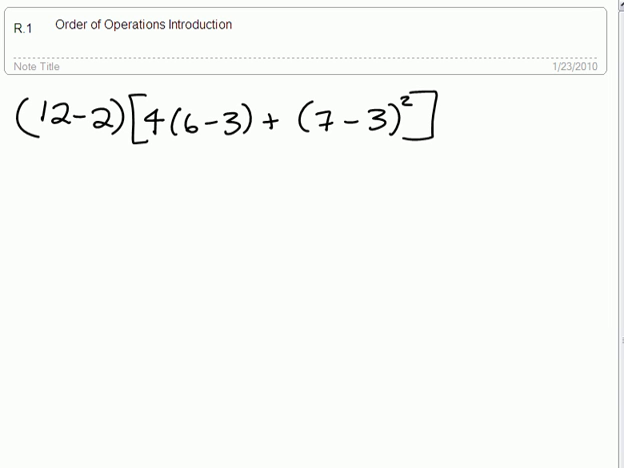Okay, we're back in R1, order of operations, and this is just the introduction to that. So I'm going to have to talk a little bit about the order of operations, and then we'll just be doing, I think, about 10 problems. So the problem that you see on the paper now, we're not going to be doing that just yet, but I just want you to see what sort of things we're going to encounter.